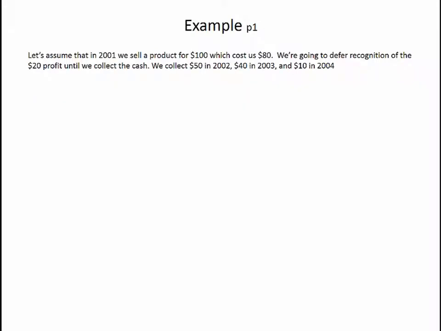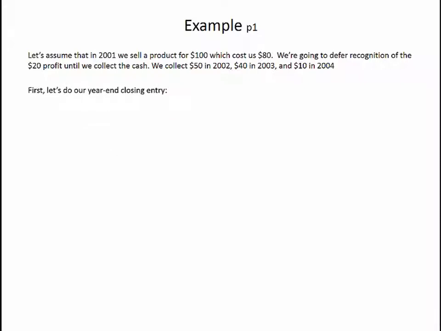Let's go ahead and do a quick, easy example. Let's assume that in 2001 we sell a product for $100, which cost us $80, and we're going to defer recognition of the $20 profit until we collect the cash. And we're going to collect that $100: $50 in 2002, $40 in 2003, and $10 in 2004.